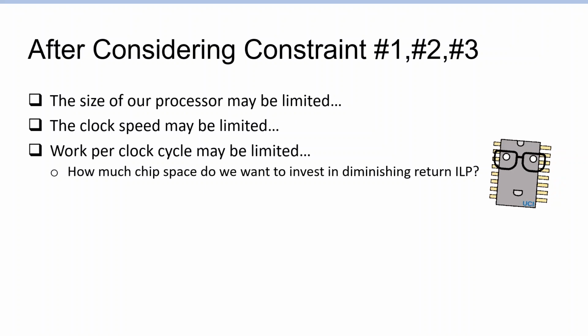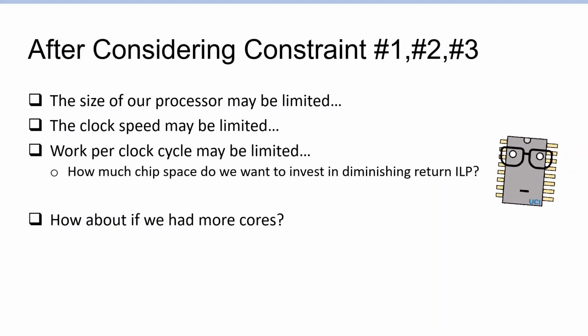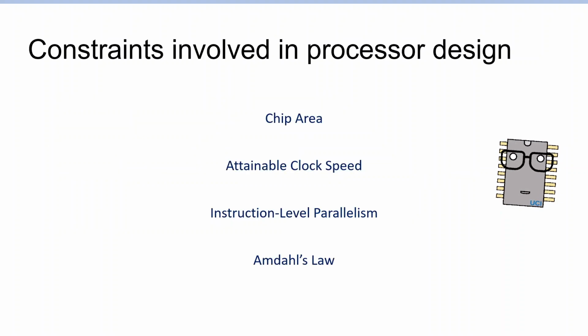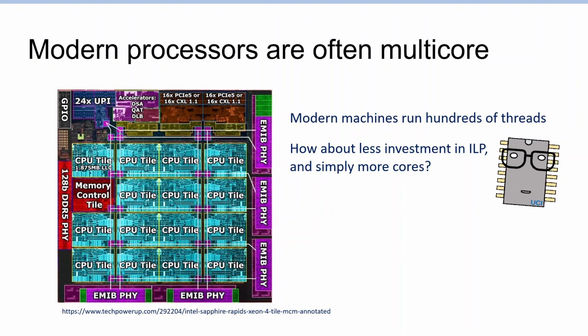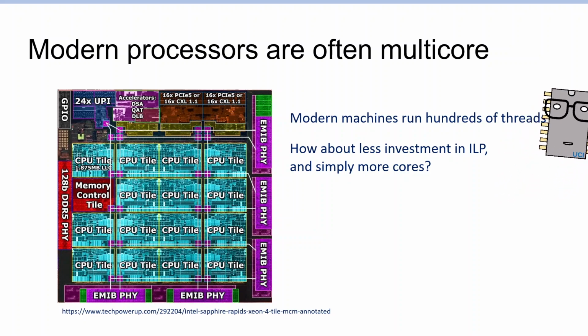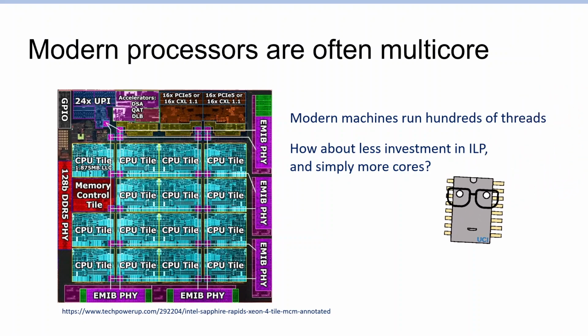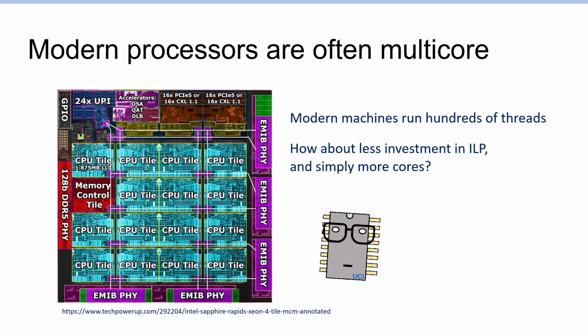So one additional question we could ask here is, yes, the single thread performance seems to be at least limited, with diminishing returns. What if you had more cores? Which leads us to the fourth constraint we're going to talk about today, which is Amdahl's law. Yes, granted that modern processors are often multi-core, and this is very beneficial. On the left, we see the die layout of a more recent Sapphire Rapids Intel processor, which has many cores, as you can see.